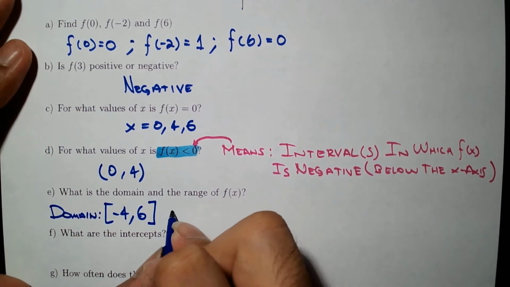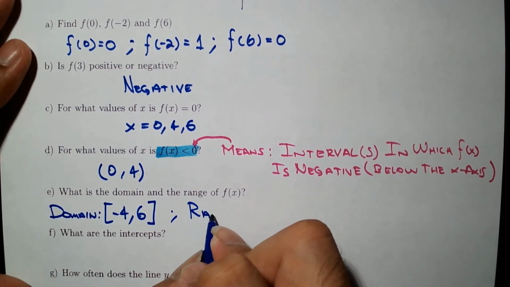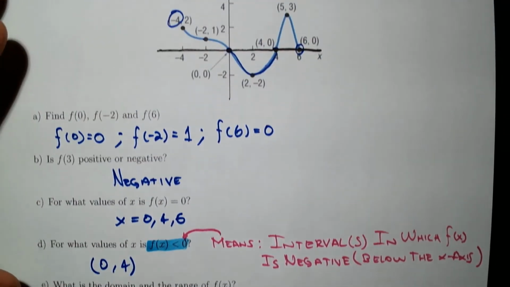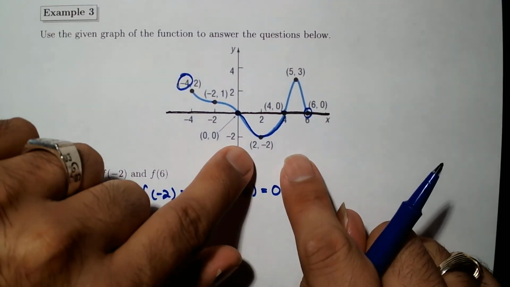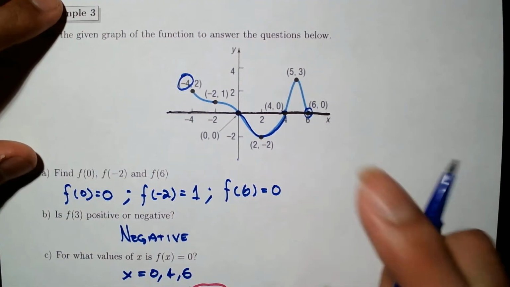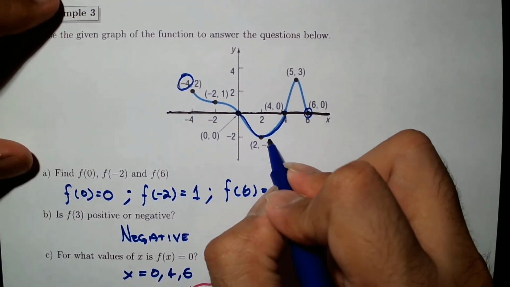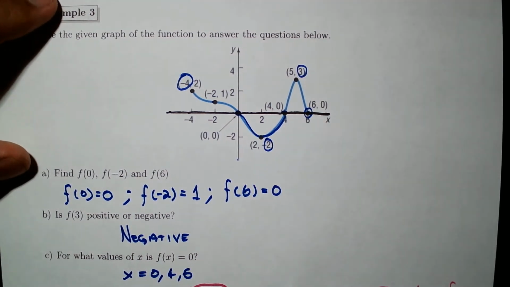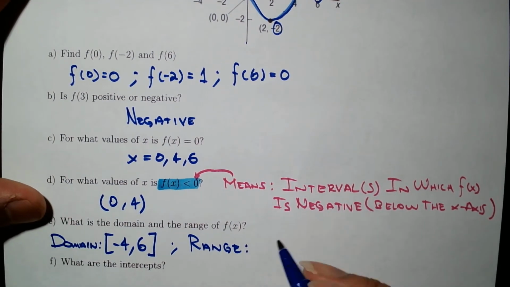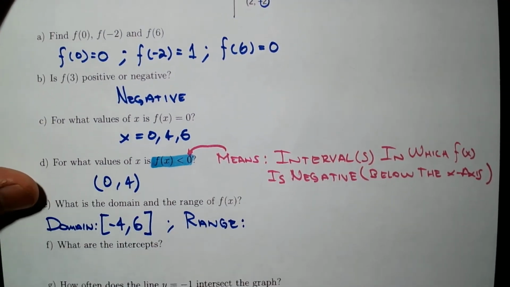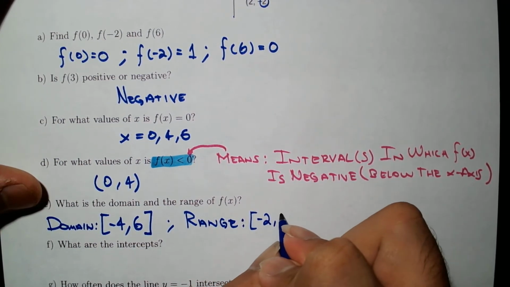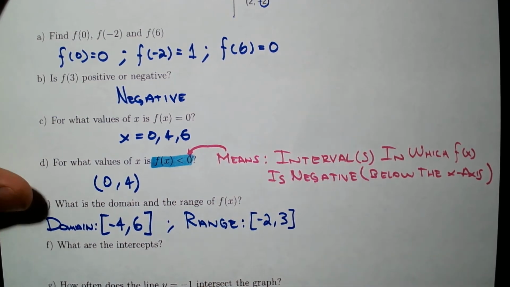Now, what about the range? For the range, we are going to look at the graph from bottom to top. We are going to look at the smallest value of y and the largest value of y, which in this case, it's going to be -2 to 3. Okay.